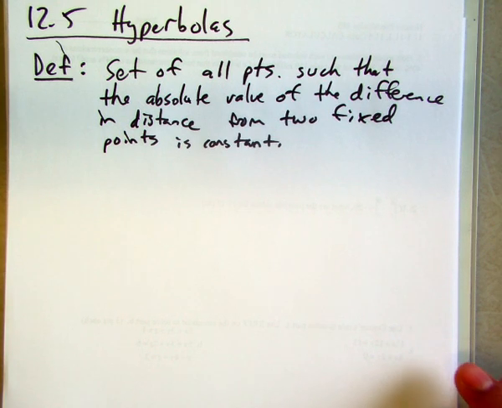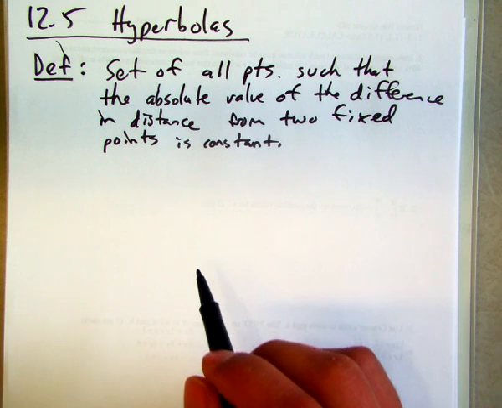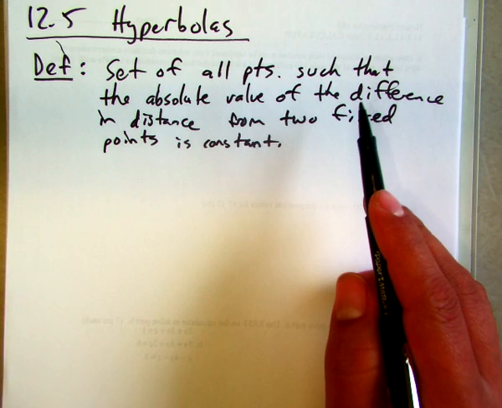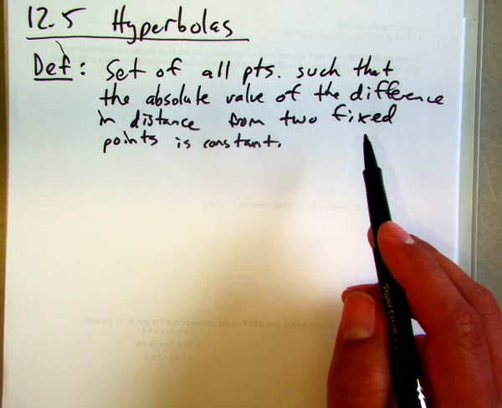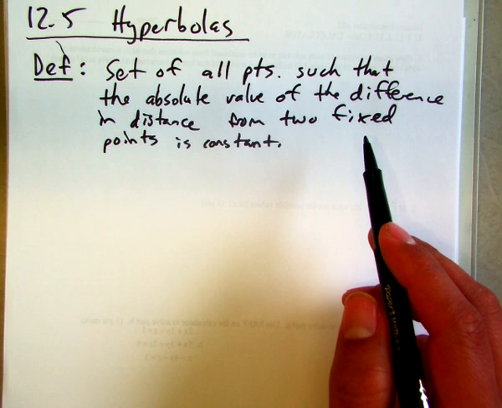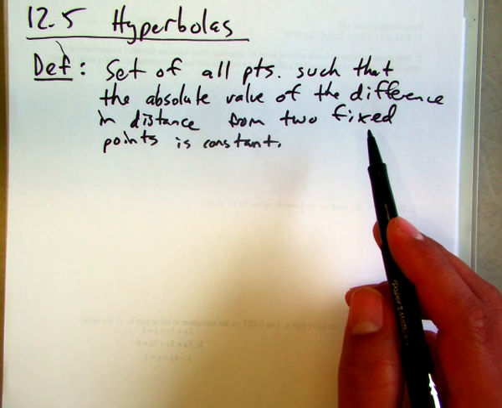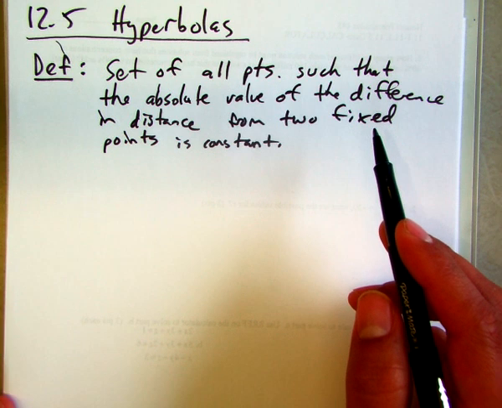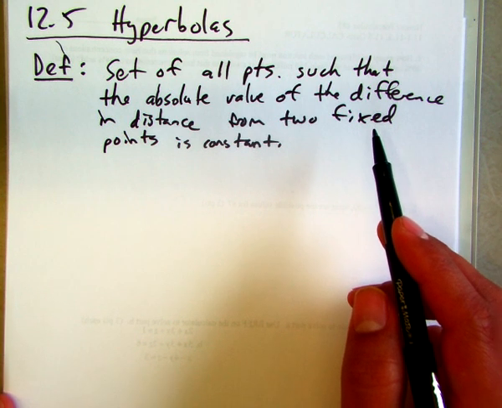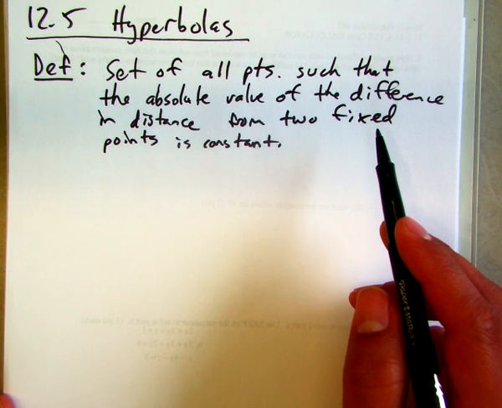So it's actually the exact same definition as an ellipse. The only difference is literally the word difference. Instead of the two distances adding up to the same thing, now when you subtract the two distances, they're always going to equal the same thing. Okay, so we'll just get right into it here.